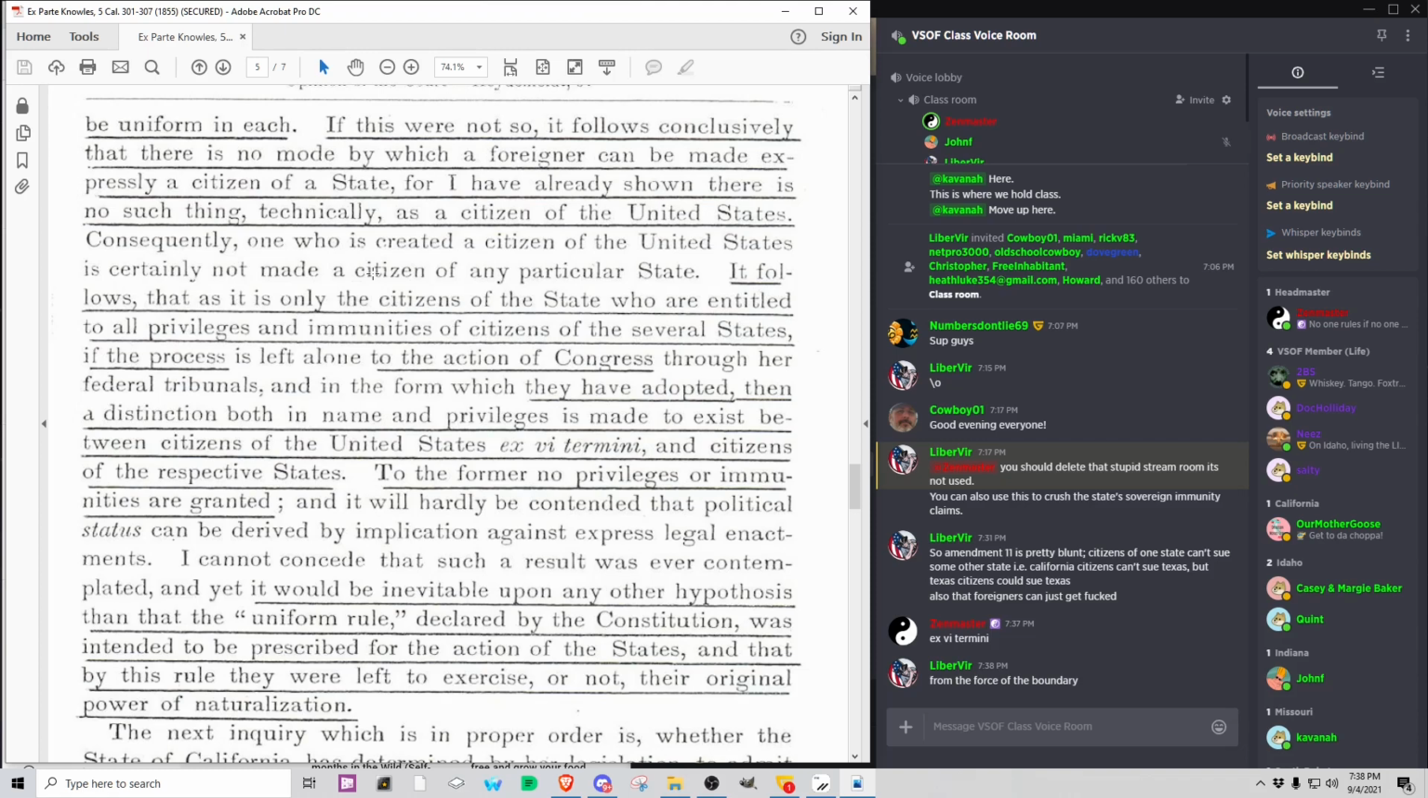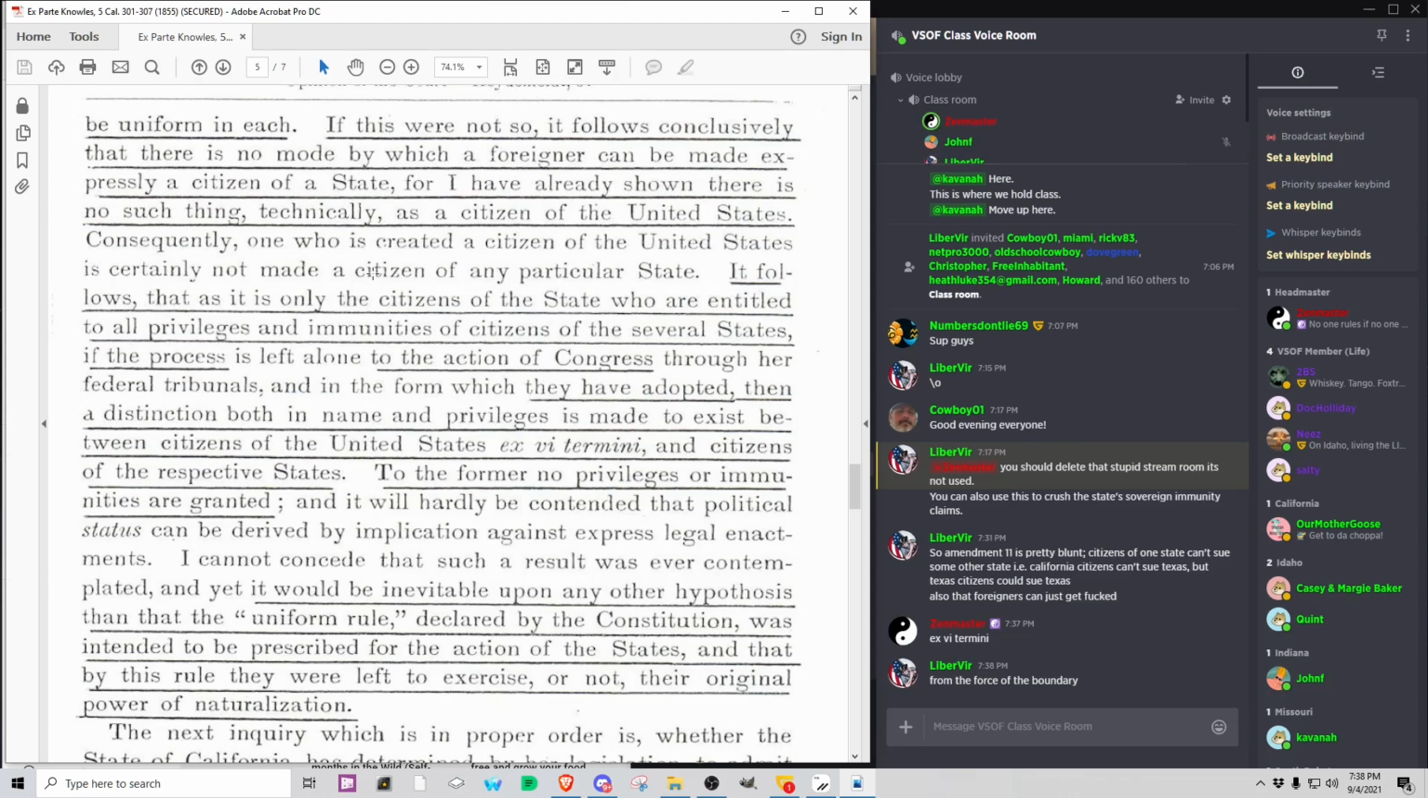That was precisely what they did. Okay, to the former, which would be a citizen of the several states, or sorry, to the former, what? Another one is by the force of the limit, either the force of the boundary or force of the limit. All right, I got to get this.